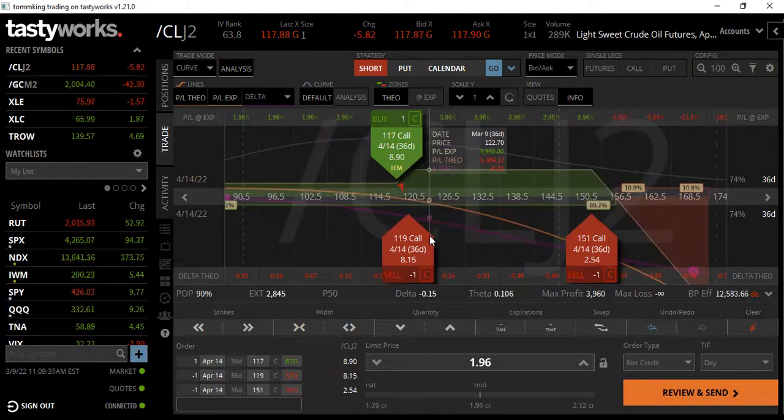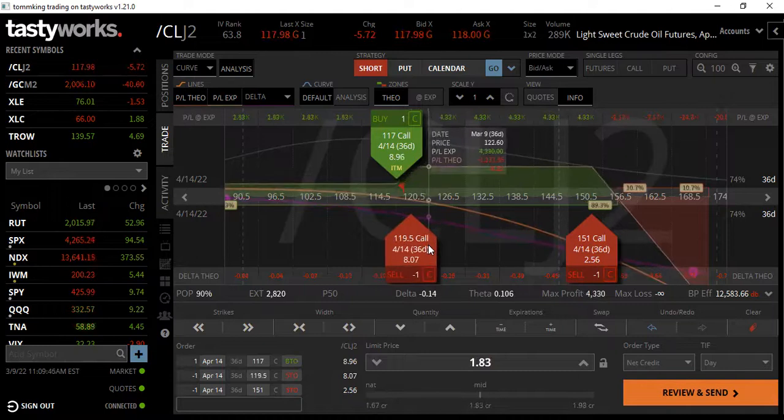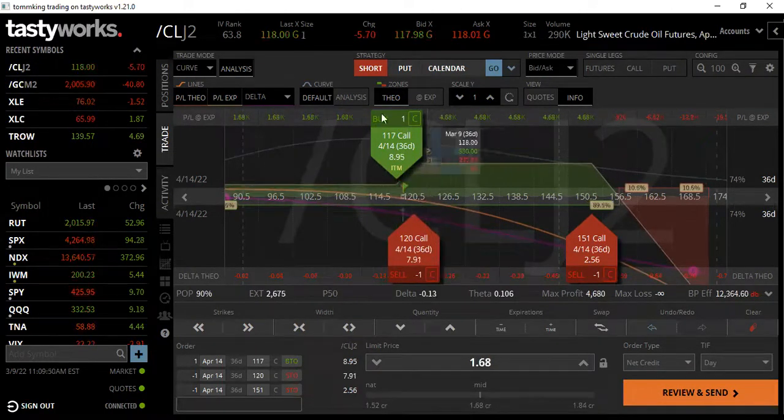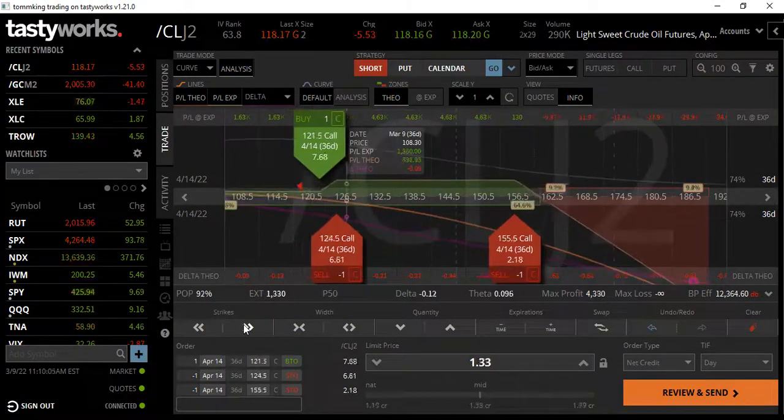If you want to, I mean, this one looks even more interesting. If we narrow this up a tad and narrow this width a bit here, we're still at a $1,600 win if oil doesn't go any higher than it does. So let's start to move strikes up.